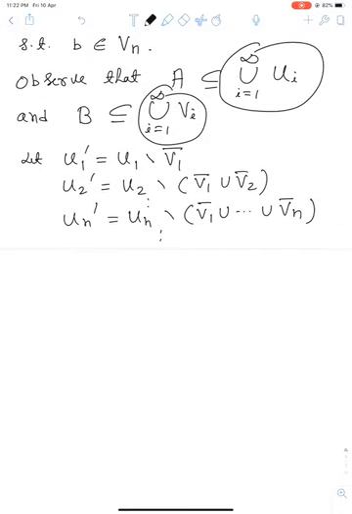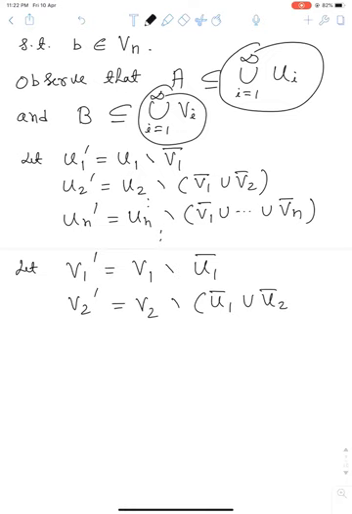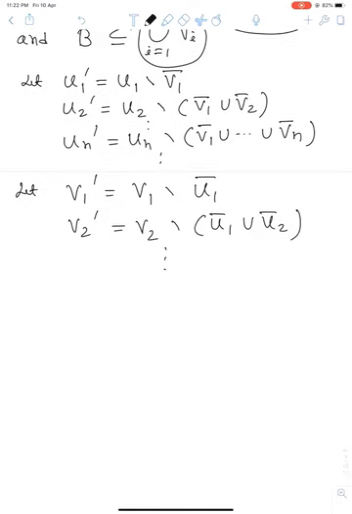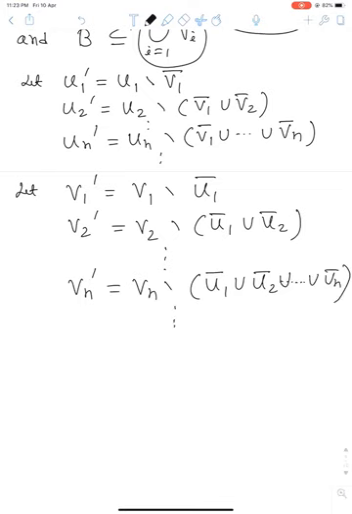Now similarly we get v1 dash equal to v1 minus u1 closure, v2 dash equal to v2 minus u1 closure union u2 closure, and similarly vn dash equal to vn minus u1 closure union u2 closure up to un closure, and this way, right?